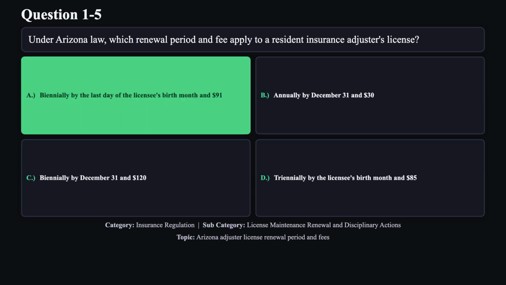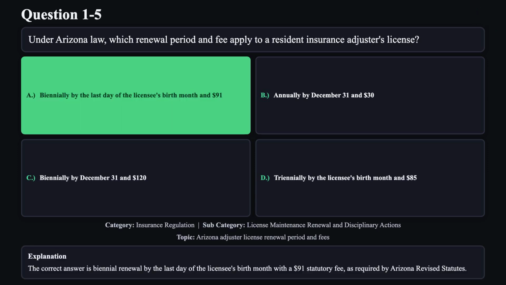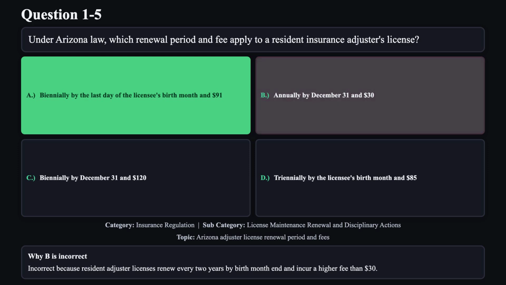The correct answer is A. The correct answer is biennial renewal by the last day of the licensee's birth month with a $91 statutory fee, as required by Arizona Revised Statutes. Reason B is not correct. Incorrect because resident adjuster licenses renew every 2 years by birth month end and incur a higher fee than $30.